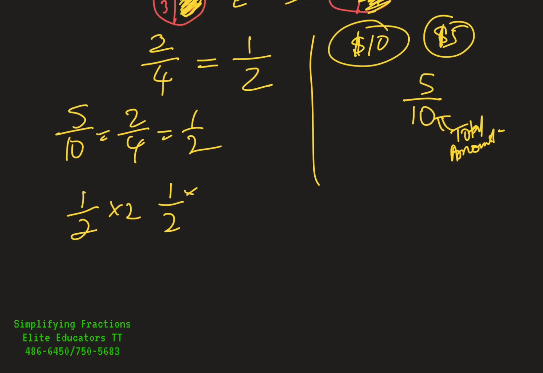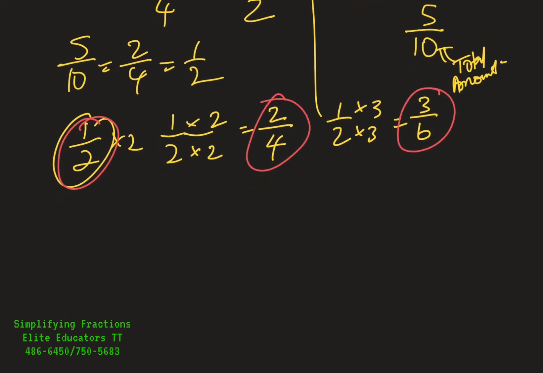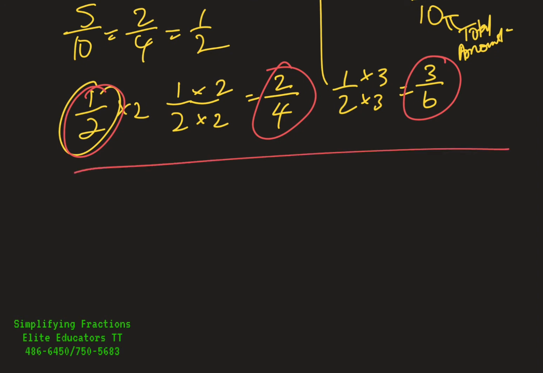1 over 2. So we put 1 multiplied by 2, and we have 2 multiplied by 2, and that will give us 2 over 4. So we just basically multiplied it by 2. So let's just go again. 1 over 2 multiplied by 3, right? Then we'll get 3 over 6. So you guys see a half is equivalent to 2 over 4 is equivalent to 3 over 6, right? So enough about the topic of equivalent fractions.